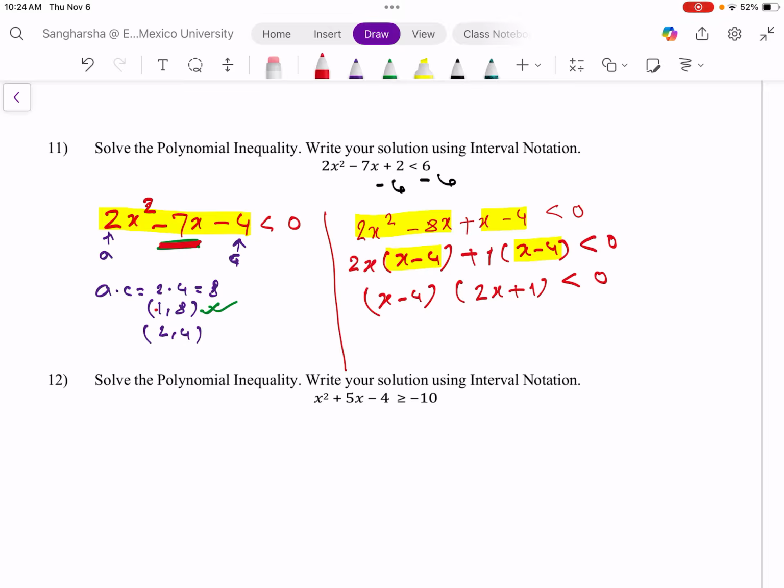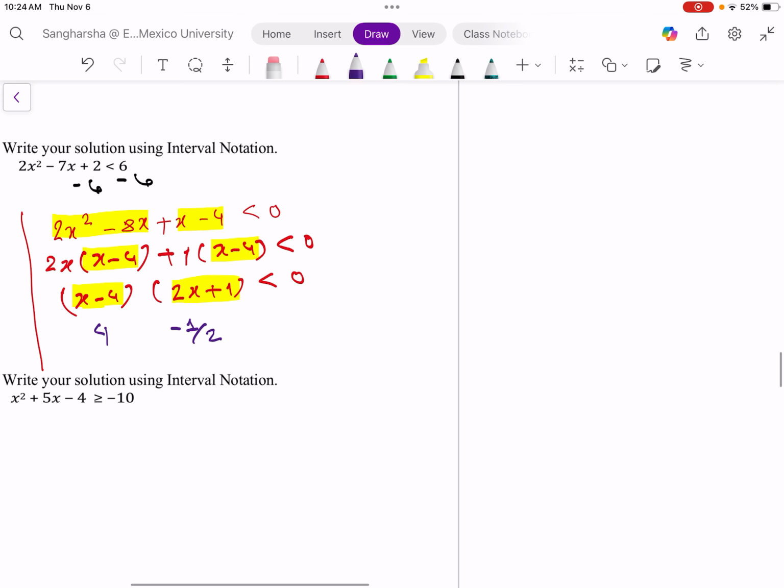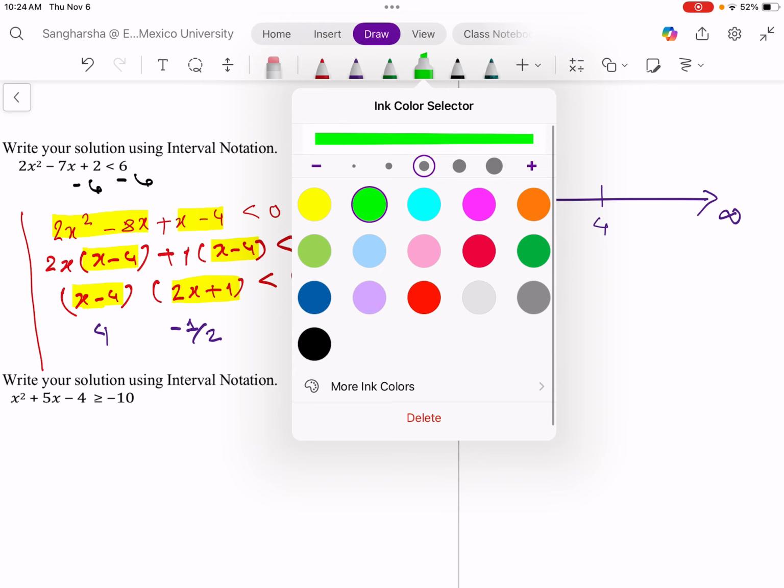Now, once you have the factors, we find the numbers that make each factor 0. For what x value is this factor 0? 4, right? Positive 4. For what x value is this factor 0? Negative 1/2, which we had earlier. Now, we use these two numbers to divide our number line. So, you draw a number line, negative infinity, positive infinity. So we have 4 here, negative 1/2 here. So we have these 3 intervals. We have to find the correct interval as our solution.